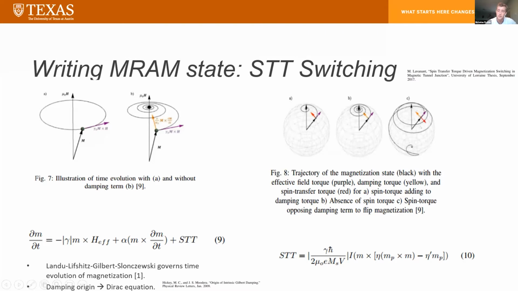So the Slonczewski torque is either parallel or anti-parallel to the damping term. And if you apply the right direction of current and with a strong enough magnitude of current, you could actually induce a magnetic reversal like you see here in part C, instead of just a quicker damping in part B.